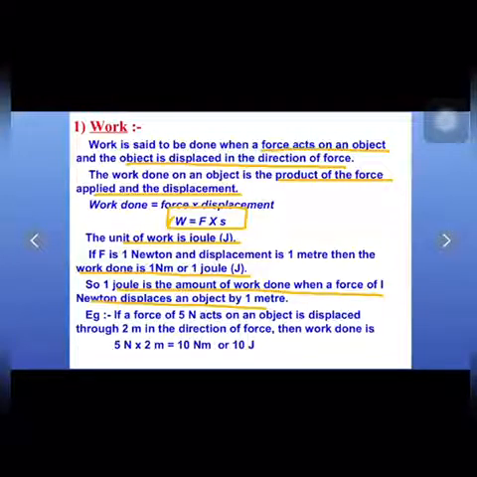Also, work is a scalar quantity. I hope you all know about scalar quantity, the quantity which has only magnitude but no direction. Also, work done can be positive, negative and zero.